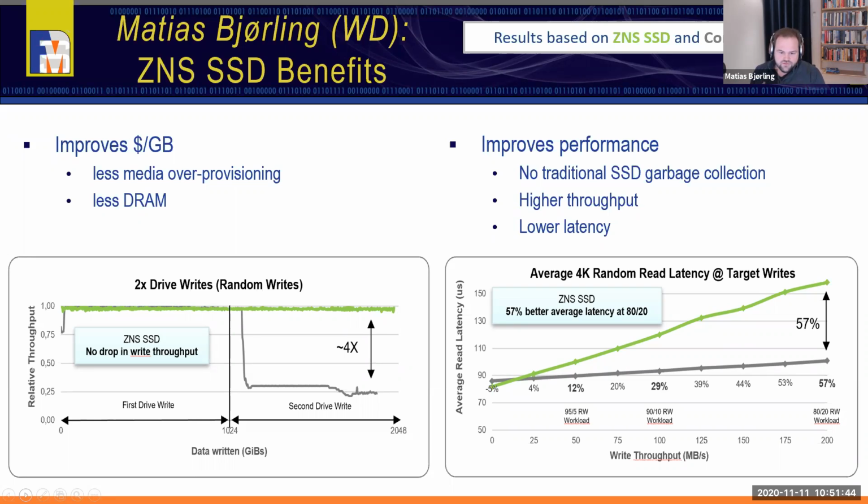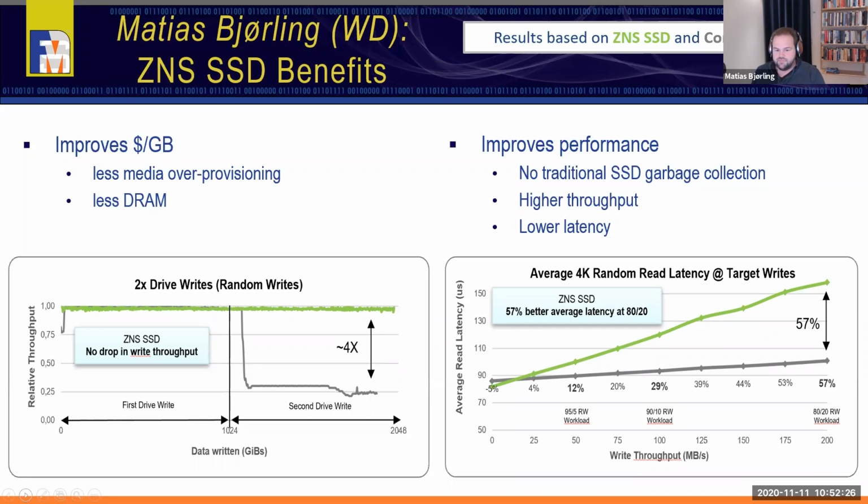So for the two graphs below, the one to the left shows where you write randomly to a drive and you fill it up once and then you fill it up twice. The green line is the ZNS SSD, and the gray line is the conventional SSD with 7% overprovisioning. It's the same SSD platform, and the conventional SSD is a production, enterprise-grade drive, and ZNS is pre-production at this point, but it's also targeted for production. And what we see is that as soon as you get through the first write, the garbage collection kicks in, and we see a 4x reduction in the write throughput on the conventional drive.